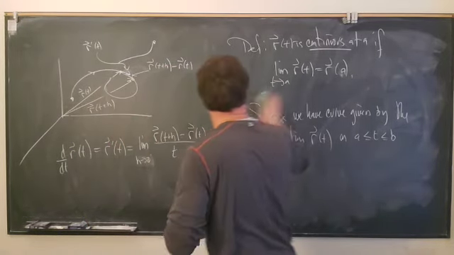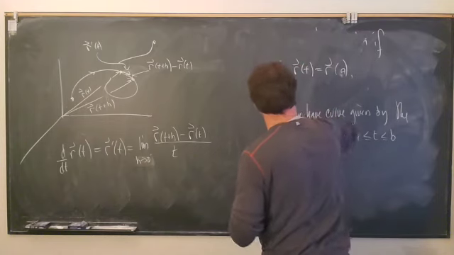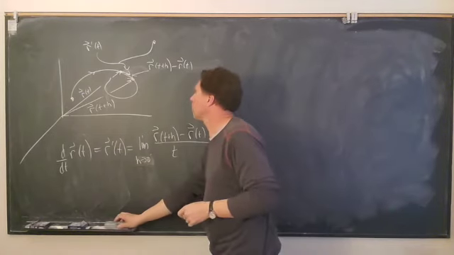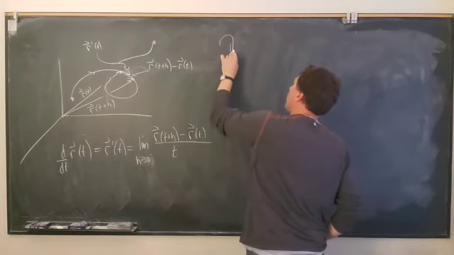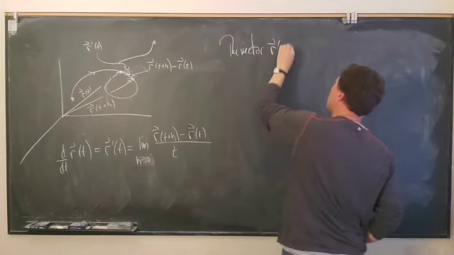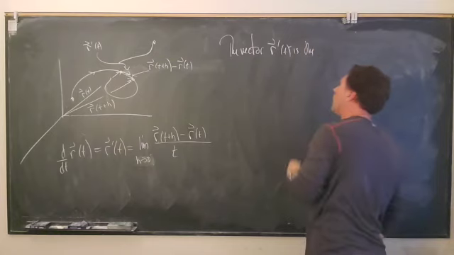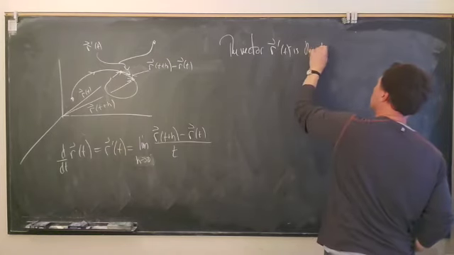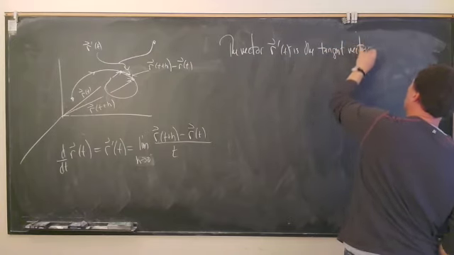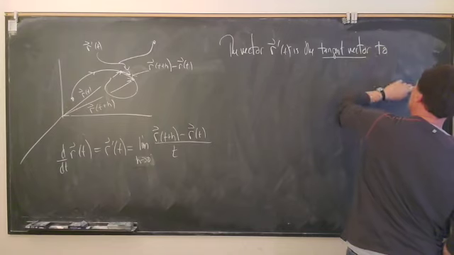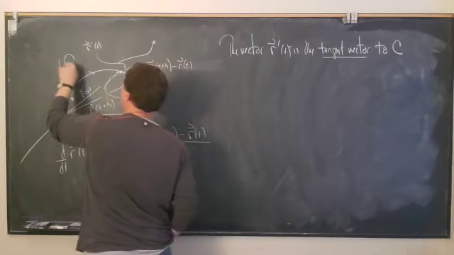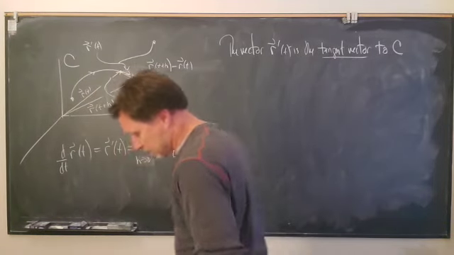Now, there's a little bit of terminology here. The vector r prime of t is the tangent vector to the curve C. I don't know if I actually called this capital C, but let's call it capital C. To the curve C at t.